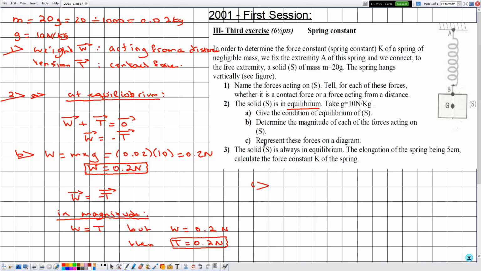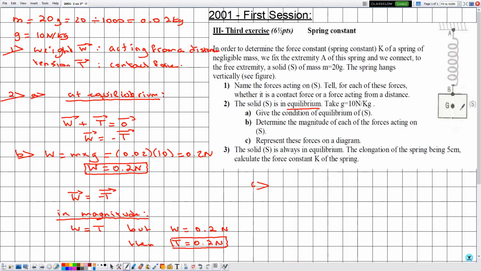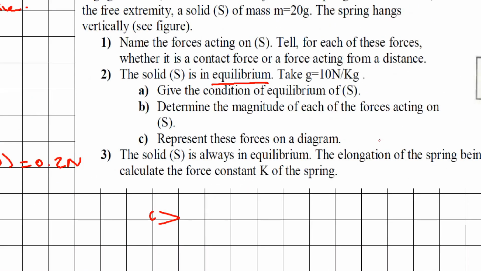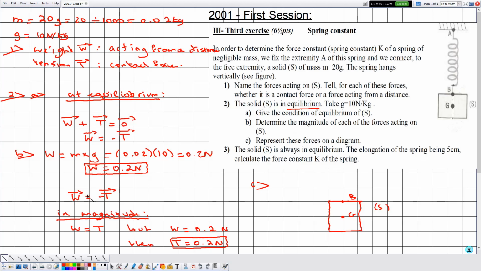Now in part C, represent these forces on a diagram. So we need to represent the forces W and T on the diagram without using a scale, because they didn't mention anything about the scale. So let's suppose that this is the solid S. This is the center of gravity G, and this is the point of contact B. We know that the weight vector W acts at the point G, the center of gravity, because it's acting from a distance, vertically downward.